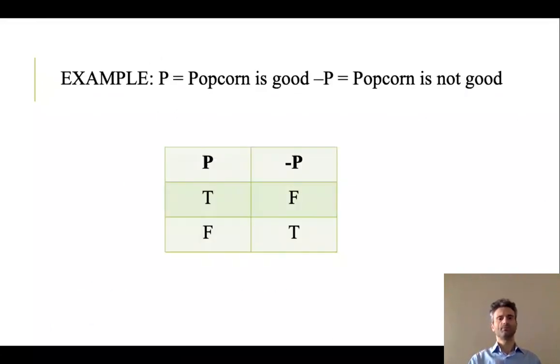This is very simple. Instead of Charlie, let's change the example. Let's use P for popcorn is good, and not P for popcorn is not good. Okay, so as you can see, if popcorn is good is true, the negation of popcorn is good will be false. And if popcorn is good is false, then the negation obviously would be true, because that's what the negation states. So this is very simple.